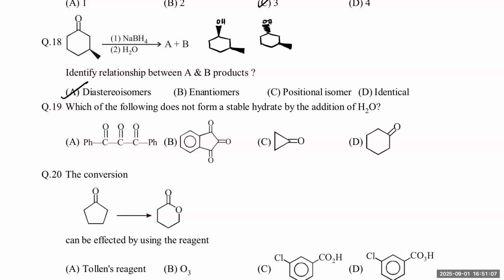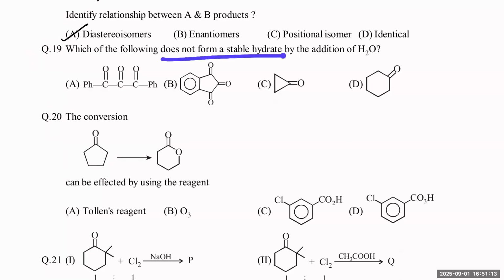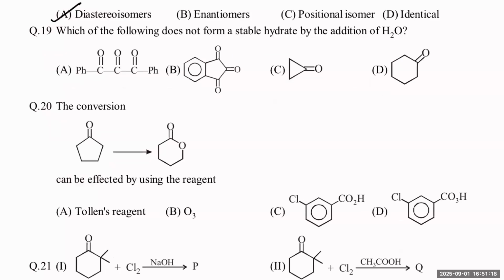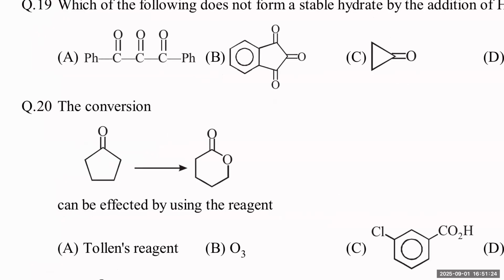Any issue on the 18th? See, the 19th: which of the following does not form a stable hydrate by the addition of H2O? All these examples we discussed. I'll show you the structures. Basically, this middle C double bond O will become a hydrate in aqueous solution, with OH and OH. Here you will see hydrogen bonding forming. Because of this strong hydrogen bonding, its hydrate is very, very stable.